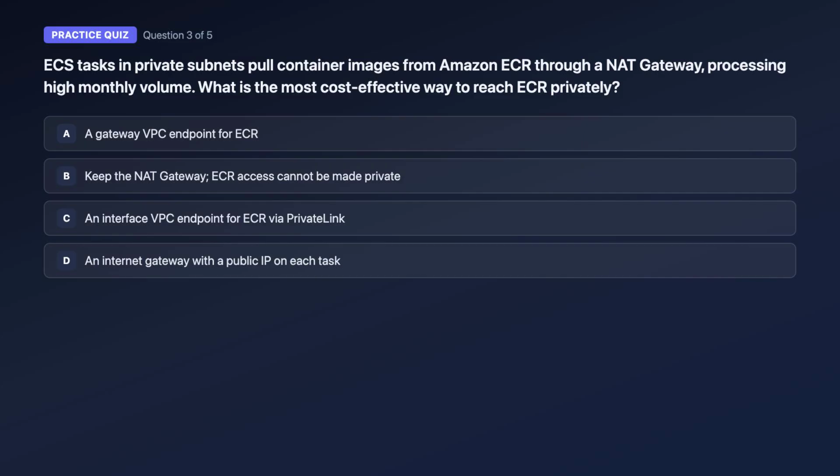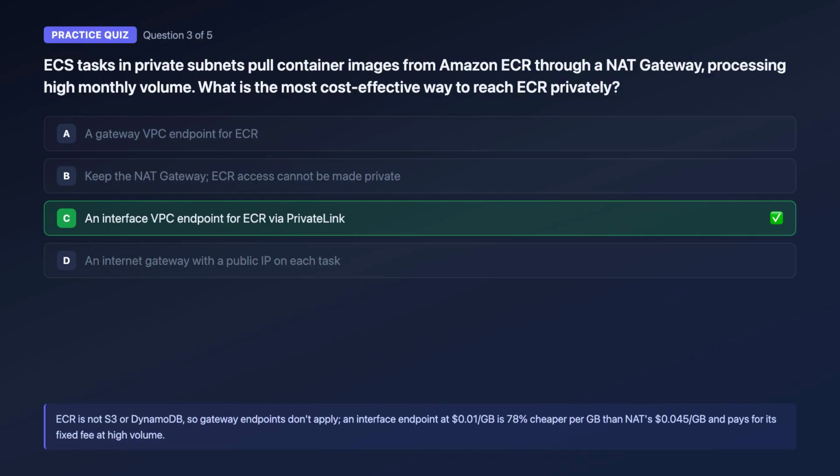C, an interface VPC endpoint for ECR over private link? Or D, an internet gateway with a public IP on each task? Think about which endpoint type applies to ECR.